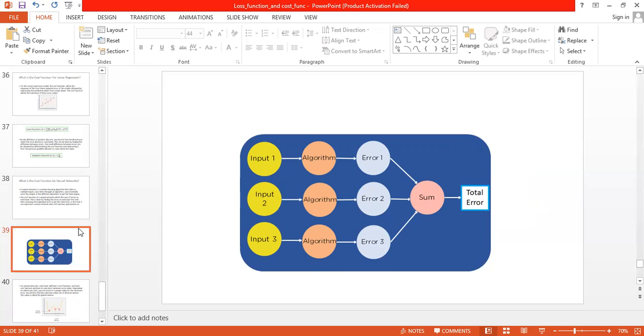So this is the process of calculating the cost function. Cost function means, when we calculate for one layer, that will be the error. That will be a loss function or the error. For all the layers or for all the data we are calculating, that will be the cost function.